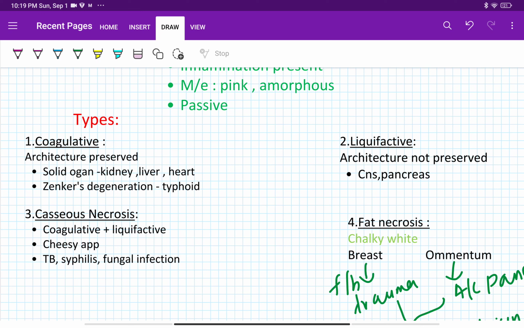Coming to the second type, we have liquefactive necrosis. In liquefactive necrosis, the architecture is not preserved. Here the examples are CNS and pancreas.